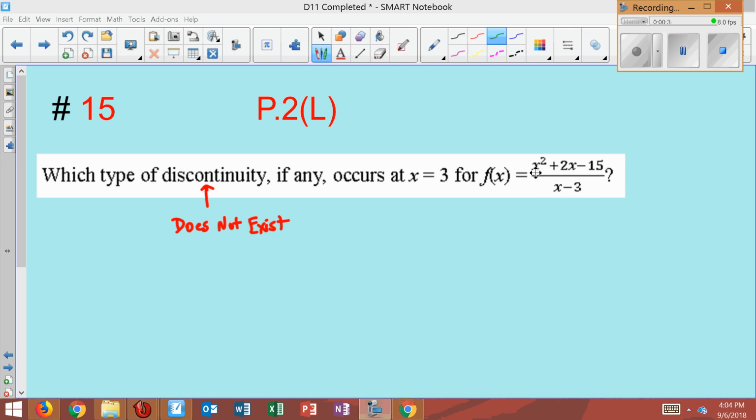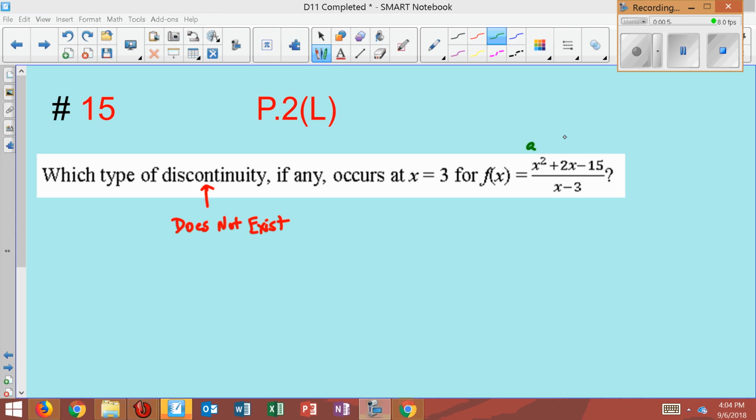The way to discover is to see if you can somehow remove that value from the equation. I know it's not jump because this is not a piecewise equation. So it's either infinite, because it's infinitely going to be there, or it's removable if we can remove it. So how do we check? Well, we need to see if we can simplify this factor or cancel this factor out. How do we do that? We need to factor the top.